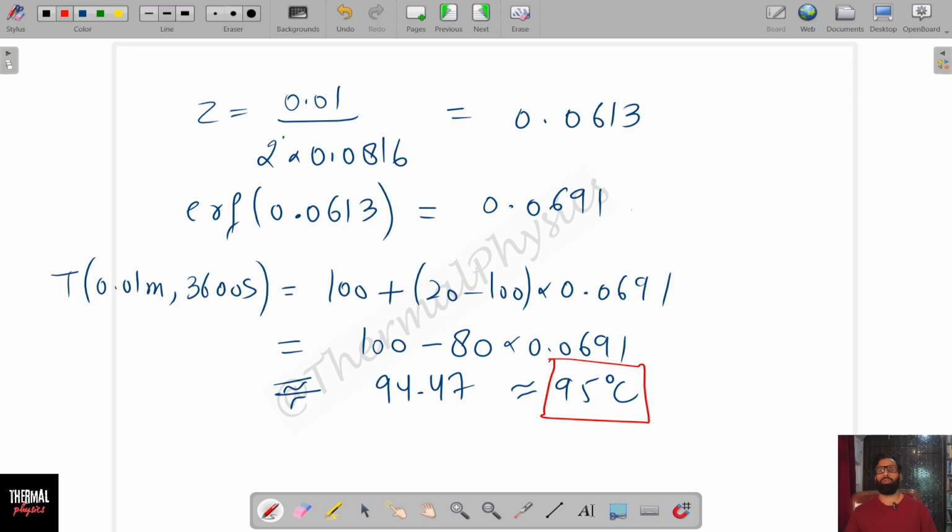Now we'll move to the COMSOL numerical solution. We'll calculate the same temperature at the same point and after the same time, and we will compare the two values.